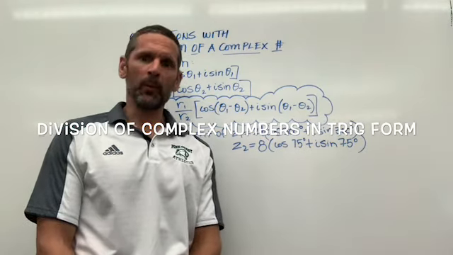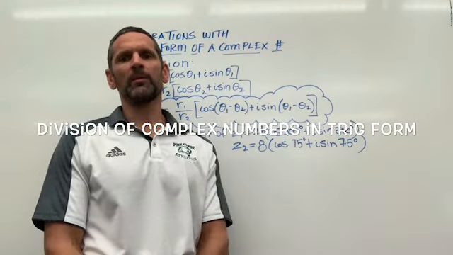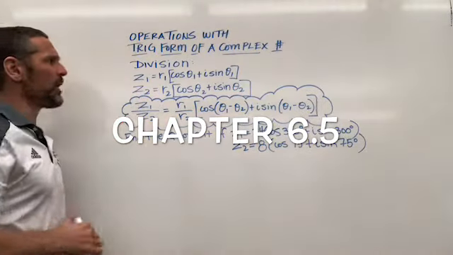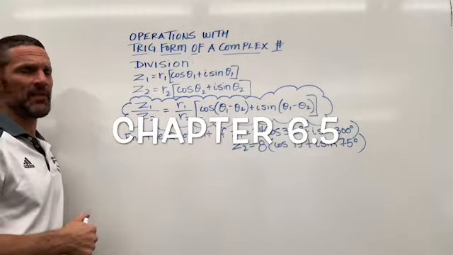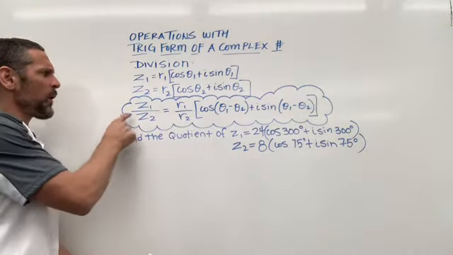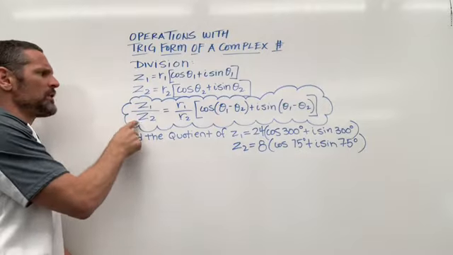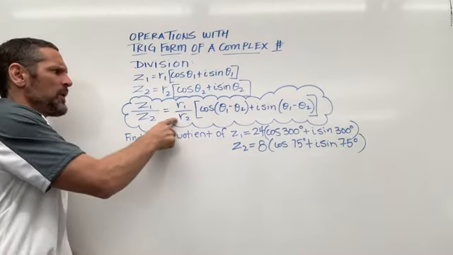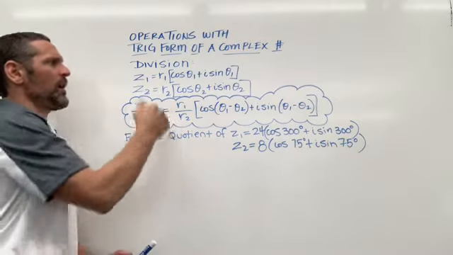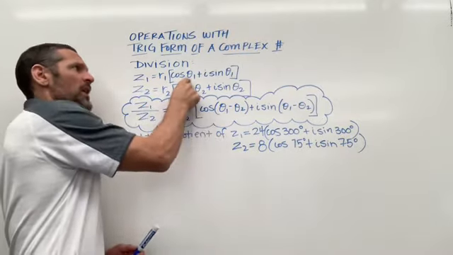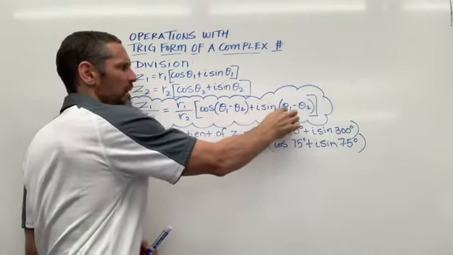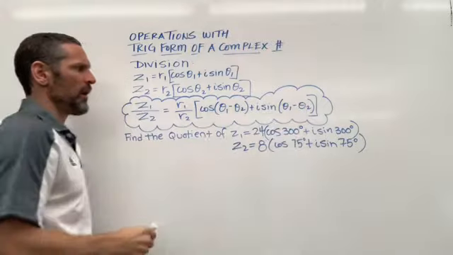Continuing on with operations with complex numbers in polar form, let's talk about division. If z1 is r1 cosine theta 1 plus i sine theta 1, and z2 is r2 cosine theta 2 plus i sine theta 2, then the quotient z1 divided by z2 is r1 over r2, that's the modulus of the numerator divided by the modulus of the denominator, times cosine of the argument of the numerator minus the argument of the denominator, plus i sine of the argument of the numerator minus the argument of the denominator.